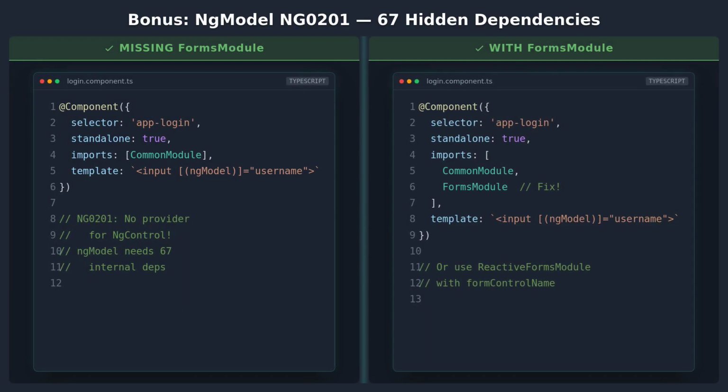And here's a bonus gotcha that generates the exact same NG0201 error. Forgetting FormsModule for ngModel. You add two-way binding to an input, and Angular throws NullInjectorError for NgControl. This is NG0201 instead of the typical NullInjectorError code. Same root cause, different error. The reason is ngModel requires 67 internal dependencies that FormsModule provides. Most developers assume ngModel is built in. It's not. Import FormsModule or use reactive forms with formControlName instead.